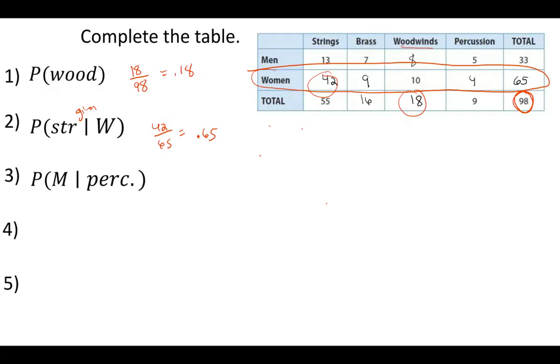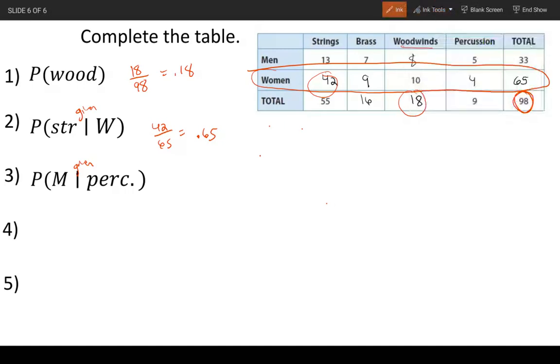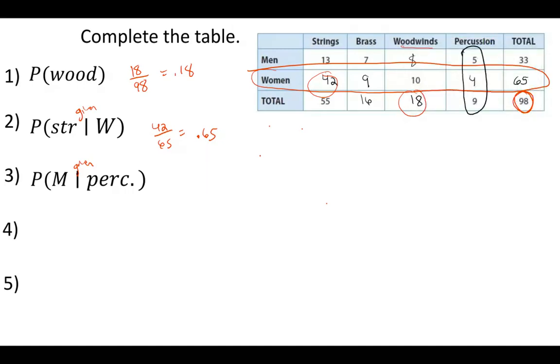Okay, next is, what's the probability of a man given it's a percussion? So given percussion, we want to circle the percussion column. Nothing outside of percussion matters. Percussion males, there's 5 percussion males out of 9 total. 5 divided by 9, that gives us 0.555, so say 0.56.